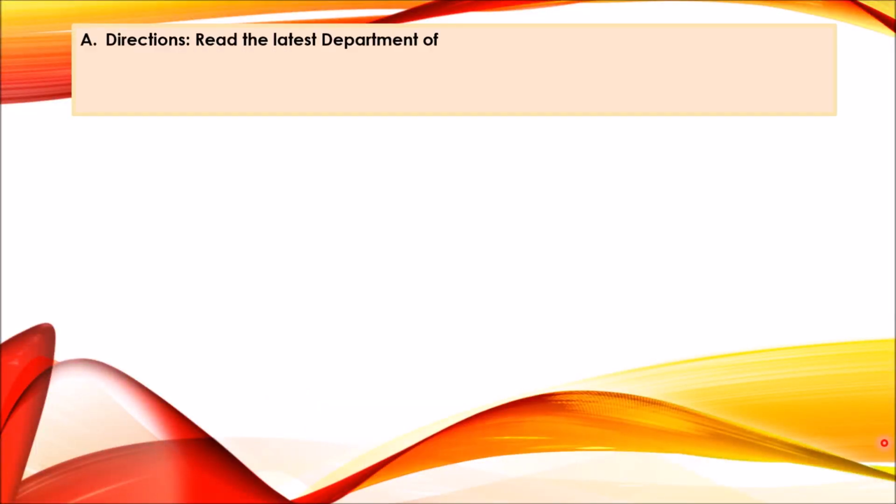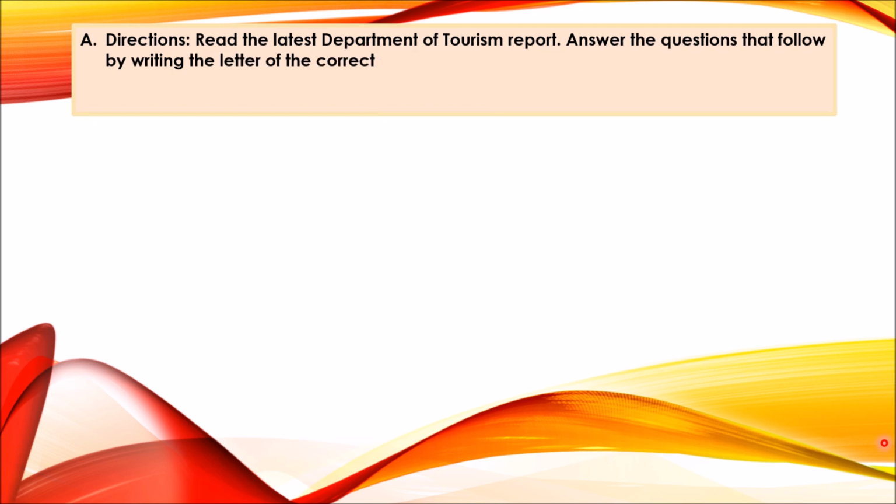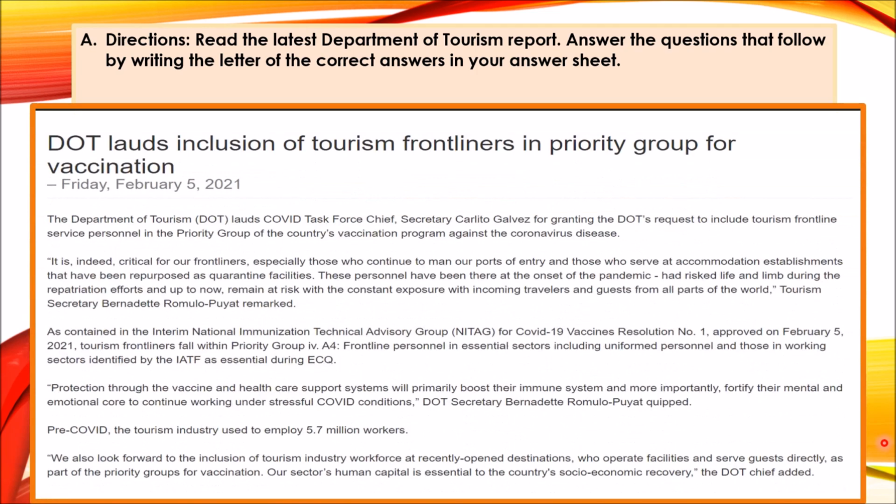For exercise A, read the latest Department of Tourism report. Answer the questions that follow by writing the letter of the correct answer in your answer sheet. So I'm going to read it for you. Department of Tourism lauds inclusion of tourism frontliners in priority group for vaccination. It was dated last February 5, Friday, 2021.